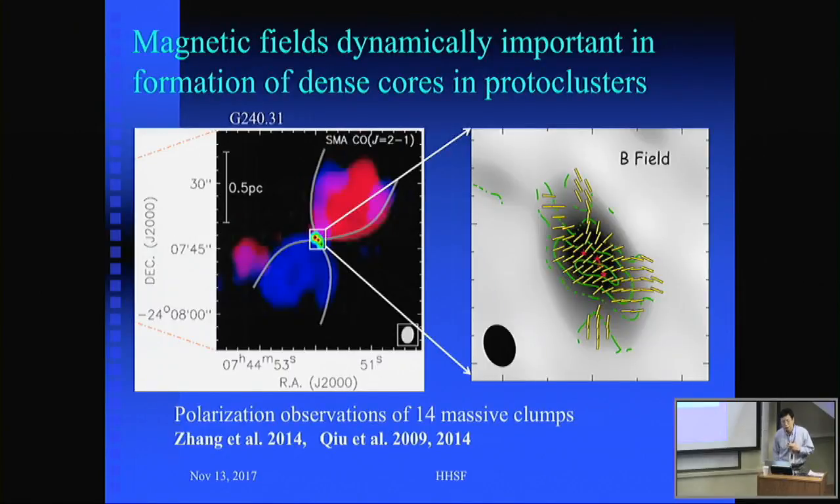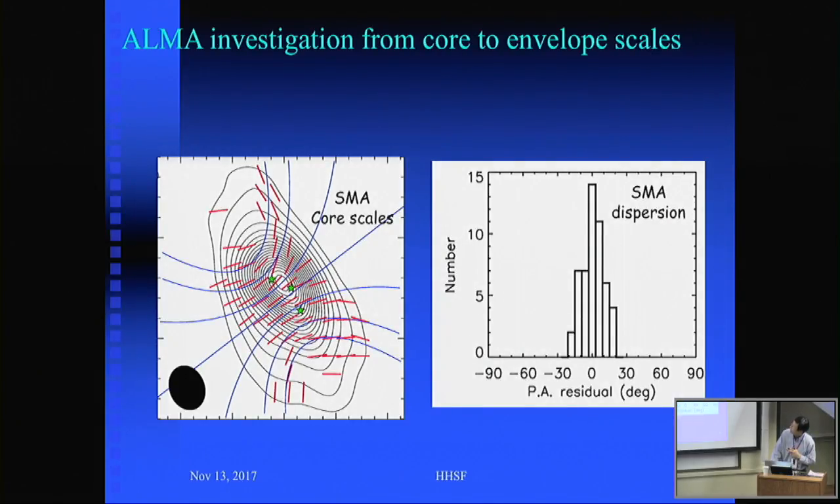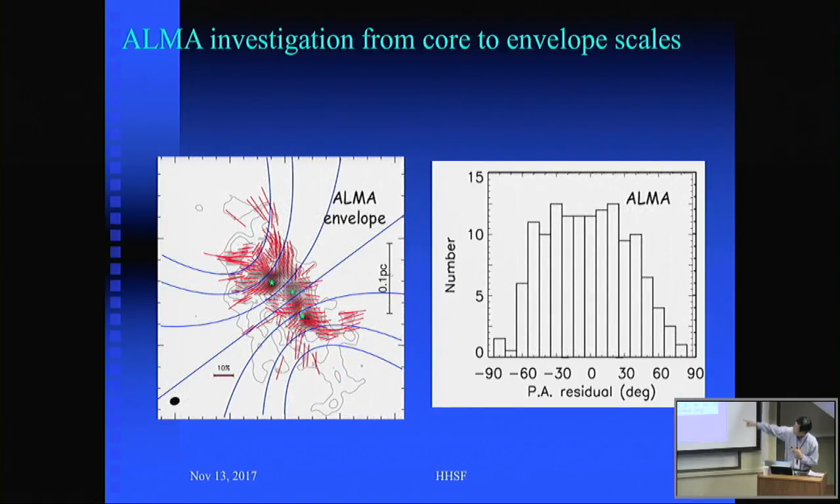We've spent a lot of time trying to measure polarization to infer magnetic fields, and this is one of the works we've done with the SMA of a large sample, about 20 objects, and in this paper we published 14 of them. What we found is that on the core scale, magnetic fields tend to be important in the fragmentation process. We're very happy that this entire sample has been accepted for high resolution polarization observation with ALMA in cycle 5. This is what the SMA shows, and this is what ALMA shows at high resolution. You see a lot larger dispersion.